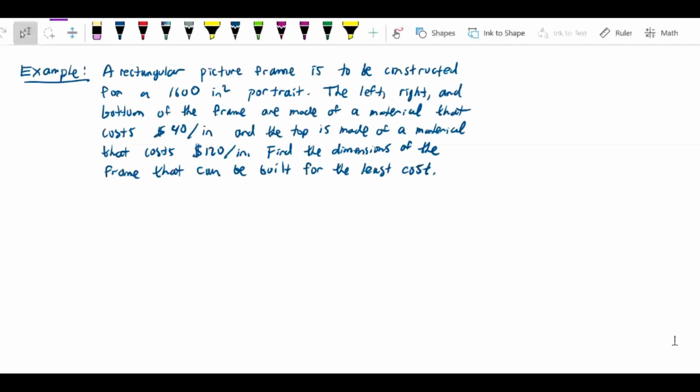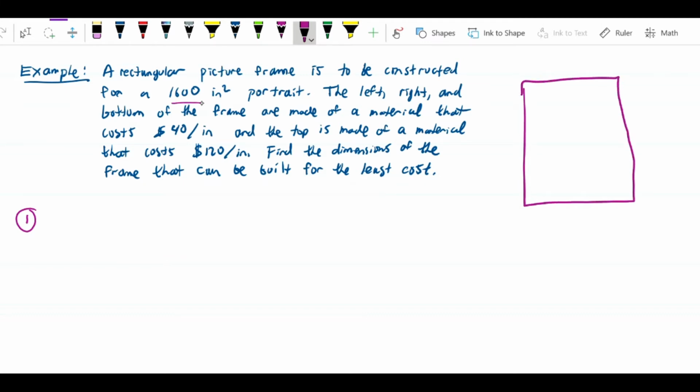So here's the thing: if you want to start with figuring out what the quantity to be optimized is, it's certainly easy to make the mistake that because this involves a rectangle, we must be trying to optimize the area. But note that we're given the area. There's nothing to optimize because there's no choice but to make a 1600 square inch picture.